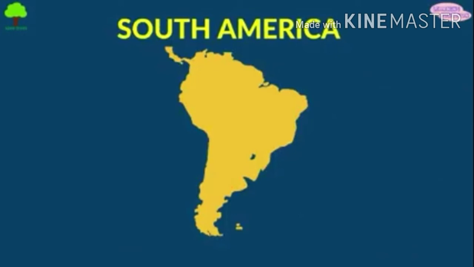Okay? What is meant by isthmus? A narrow strip of land with water on each side that joins two larger pieces of land.